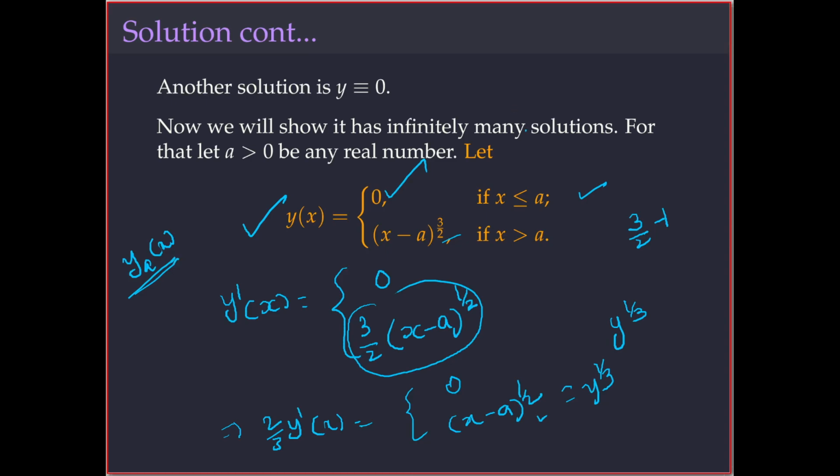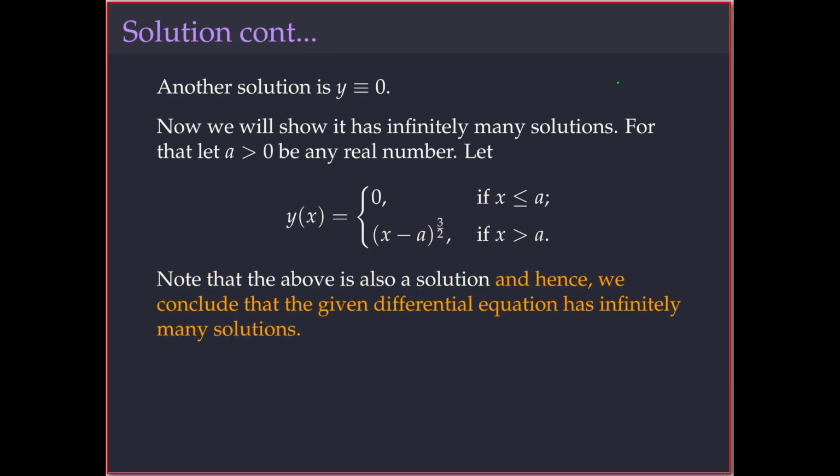Sometimes in NET, the options ask whether it has countable solutions, uncountable solutions, finite solutions, or zero solutions. Here, of course, it has infinitely many solutions, and in fact uncountably many. Hence the solution of this problem is completed.